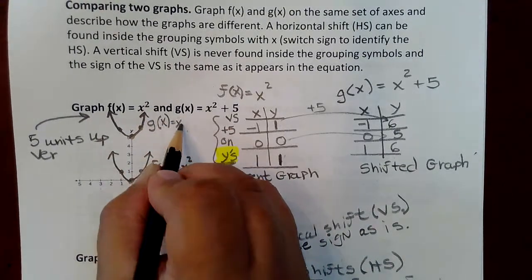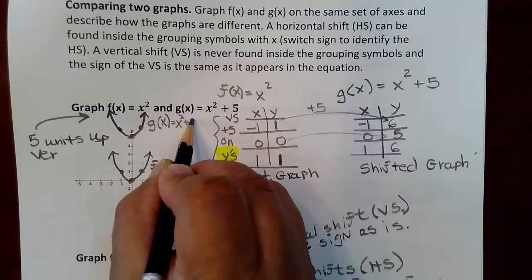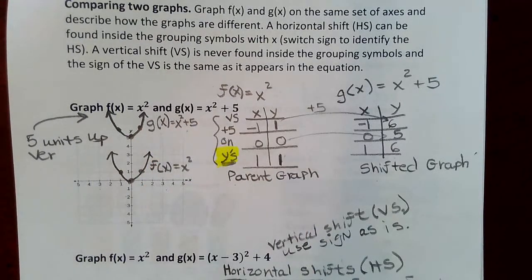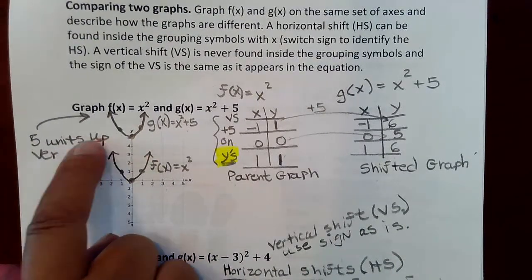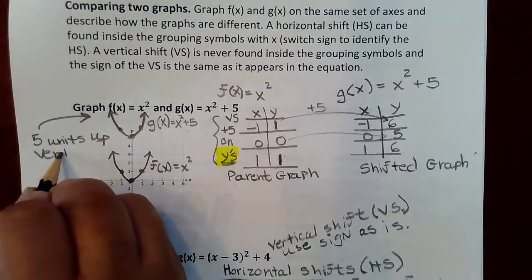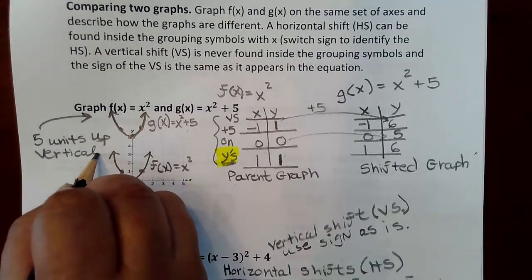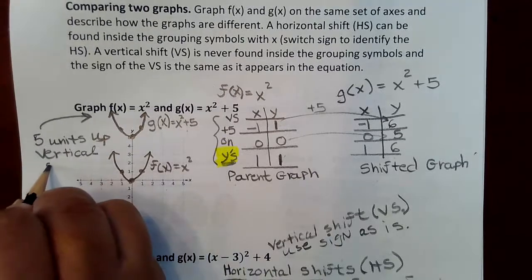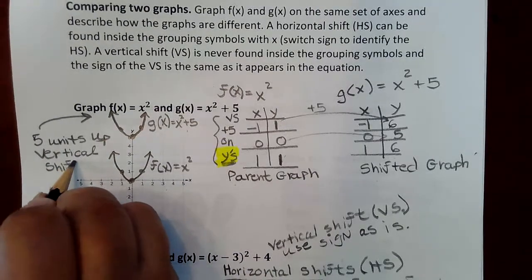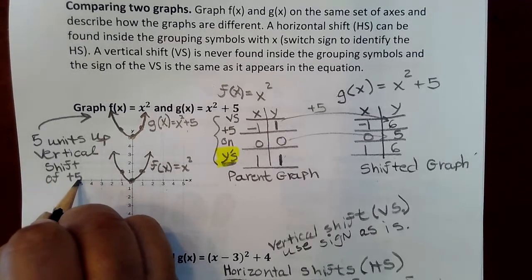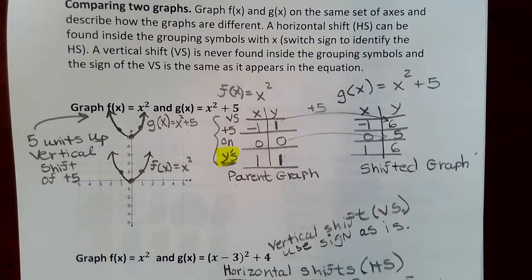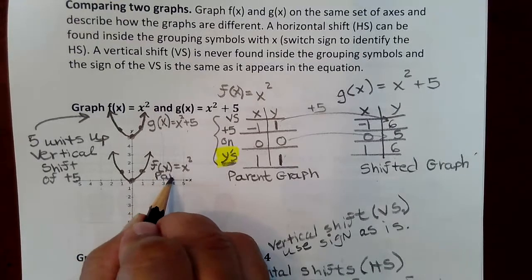Then you're going to be asked to describe what is the difference between the two graphs. That's what it means to compare two graphs. This graph is shifted 5 units up. So what has happened? A vertical shift, that's what it means to move either up or down. A vertical shift of +5. It's moved 5 units up with respect to the parent graph.